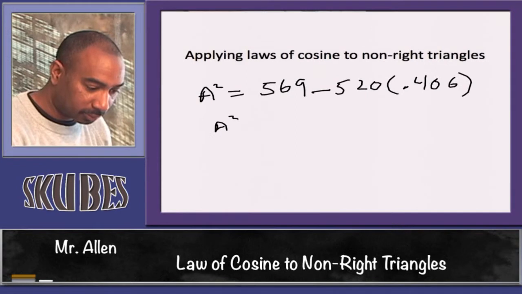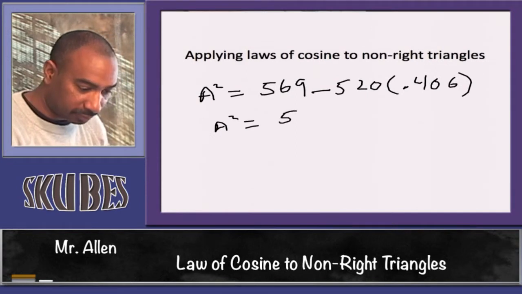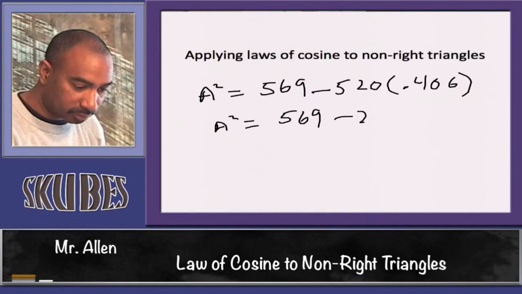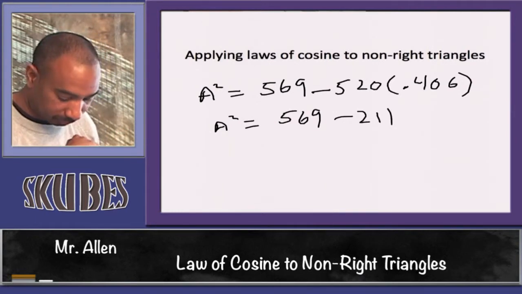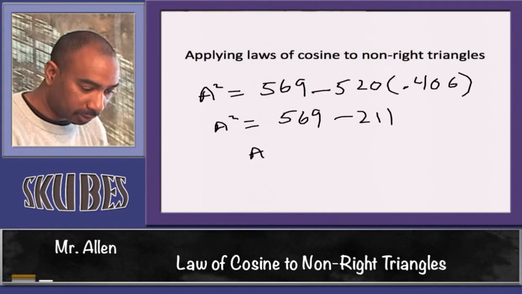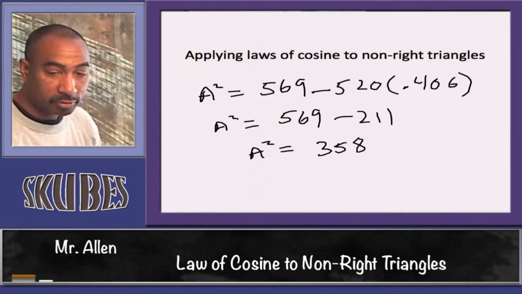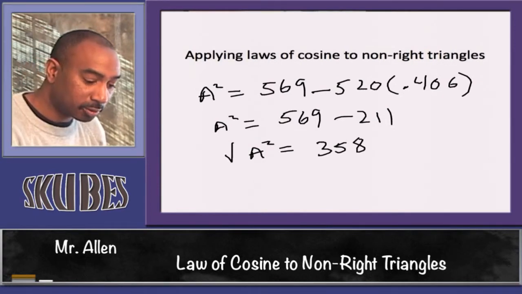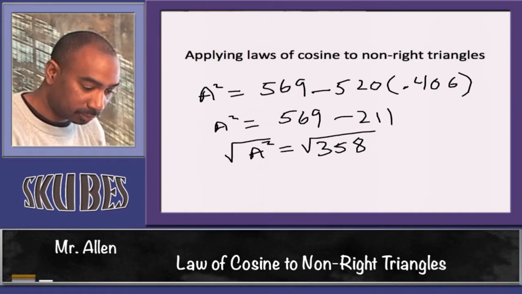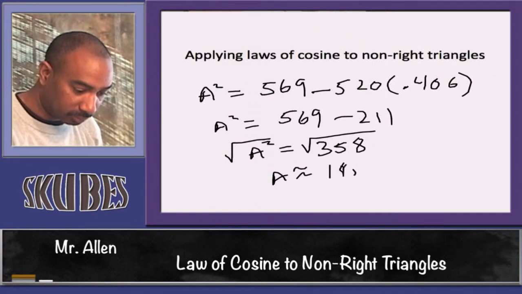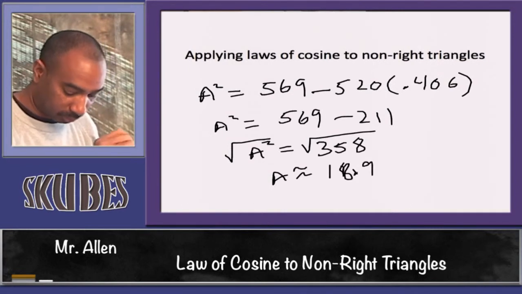So you get A squared equals 569 minus 211. So you get A squared equals 358. But now, in order to get A by itself, remember you have to unsquare this. So you're going to take the square root of both sides. So it's going to be approximately 18.9 is what that's going to be.